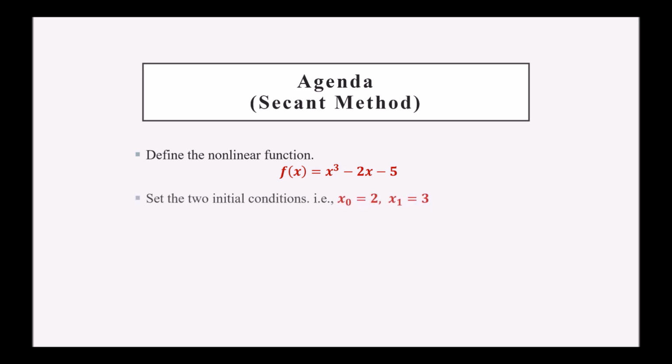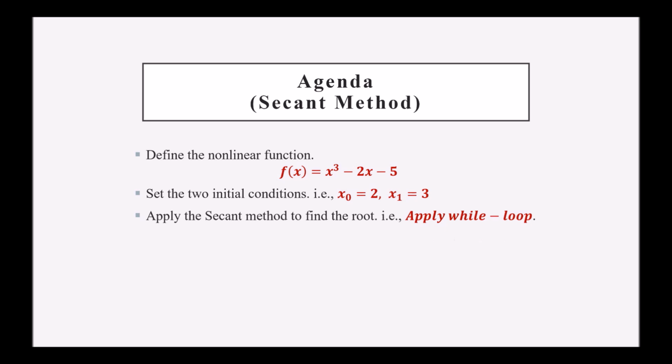So let's get started. For the development of the secant method code, we need the following things. Number one, we need to define our nonlinear function, and in that case, we are choosing x cubed minus 2x minus 5. Secondly, we need to set the two initial guesses, that is x0 equals 2 and x1 equals 3. After that, we need to apply the secant method in order to find the root.